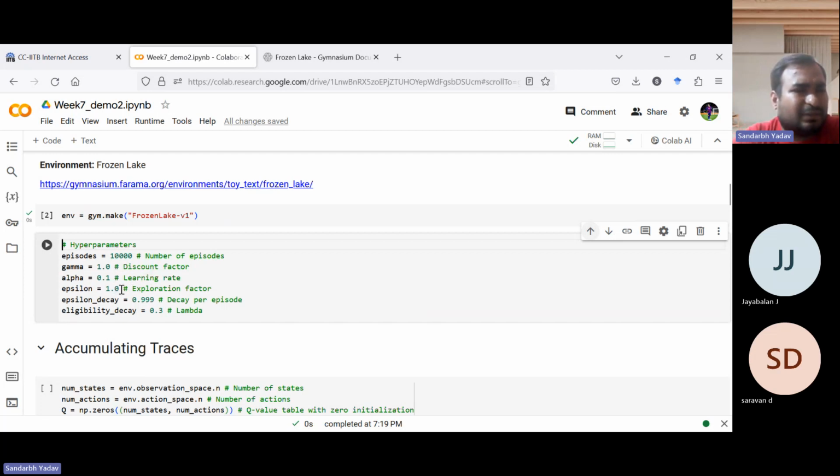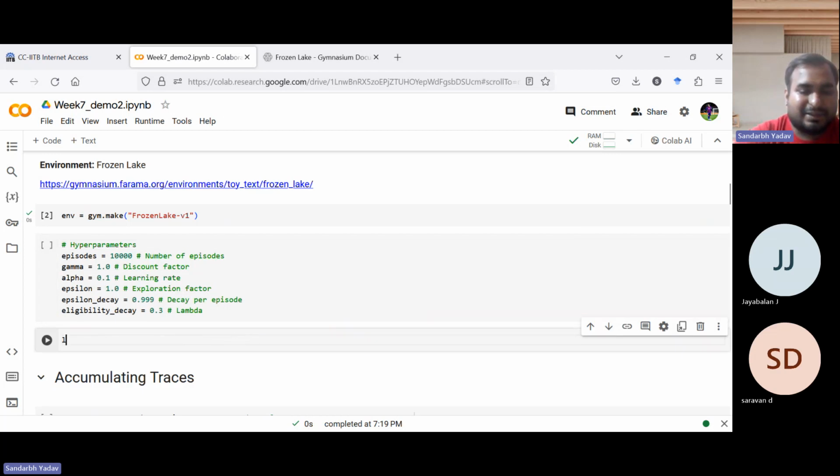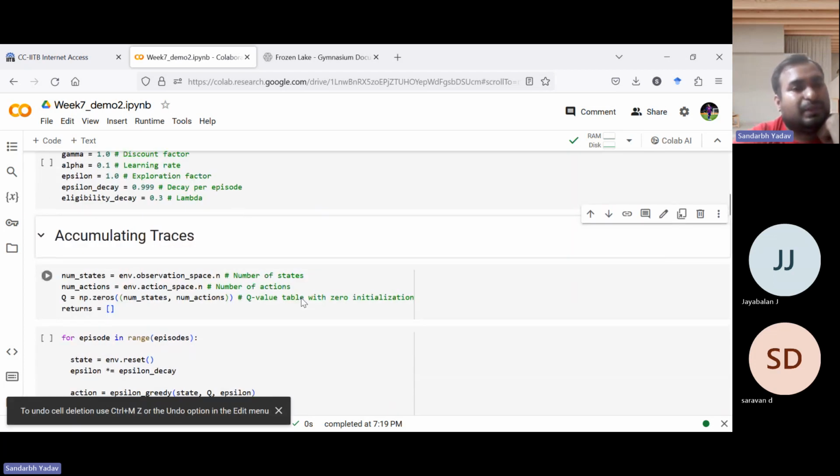But since we are decaying it, initially we want to explore, but eventually we will be multiplying this epsilon by this number, and it will keep on decaying. Gradually we will reach a stage where epsilon becomes close to 0, and we will be simply exploiting. But initially we will be exploring more and more. Also eligibility decay, lambda. Lambda is 0.3. I haven't used the variable name lambda because lambda is a reserved keyword here. If I use lambda, I cannot use it as a variable. It is reserved for lambda functions, so you need to be careful.